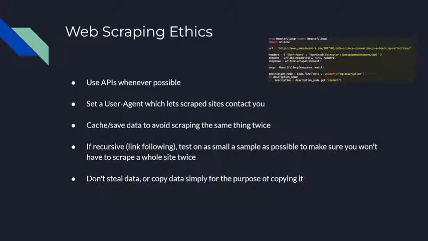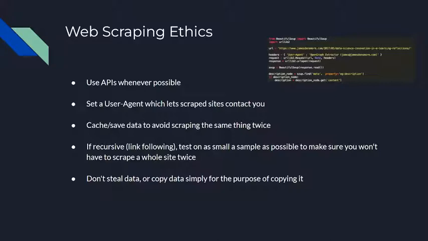If an API for data that you're looking to obtain does exist, it's more ethical and in most cases just easier to use the API to obtain that data. So definitely look for APIs before you jump right into web scraping.